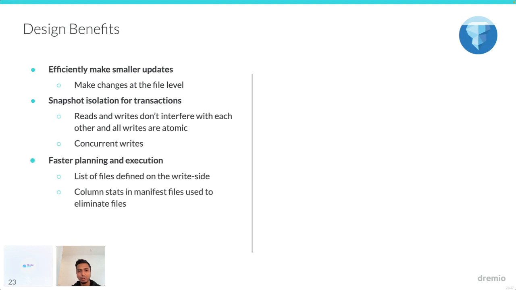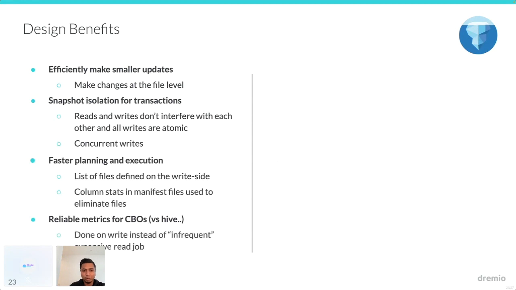It already knows details about the data, right? About the minimum and the maximum values, the number of NaN values and stuff like that. So let's do it on the write side. That's the whole concept. And because of that, we also get reliable metrics, right? Instead of expensive reads, do it on the write side, right? This is a huge benefit for the query cost-based optimizer. Any query that you issue at scale now has the right join order as well. Those are important things.